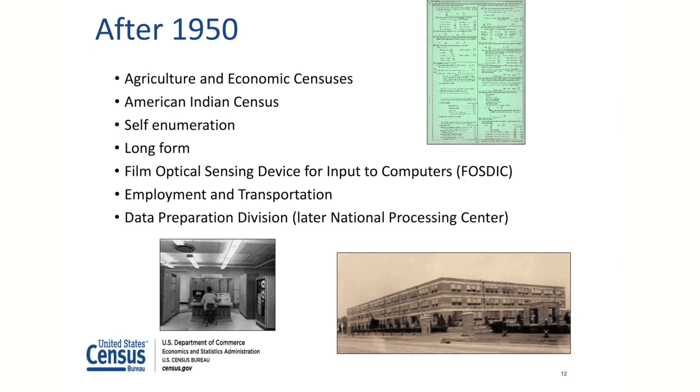And one of the most significant developments after 1950 is the opening of the National Processing Center in Jeffersonville, Indiana, which became the center for packaging and shipping equipment, supplies, preparing maps, and the preliminary processing reports, forms, and the distribution of printed reports. So as you can see, 1950 really set us up for the census of 2020.